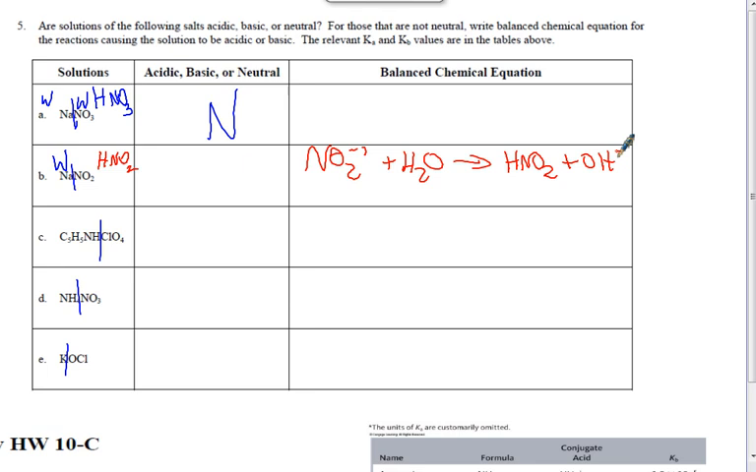Is the pH going to go basic or acidic when the sodium nitrite dissolves into the water? The nitrite's going to go into the water, steal some hydrogens, free some hydroxides, so the pH is going to become basic.